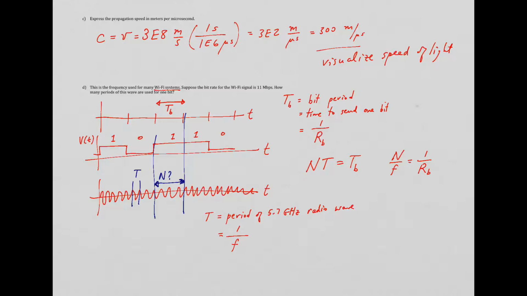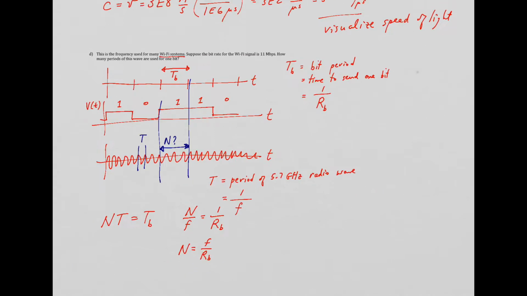And I'm trying to find that number n. It's some number of periods within 1 bit period. And so I can solve for n. N is equal to f over rb, the frequency of that 5.7 gigahertz radio wave divided by the bit rate. I'm going to move this stuff down here, and maybe move this one over to here. Okay, so I've solved for n, and now I'm going to plug in the numbers that I have.